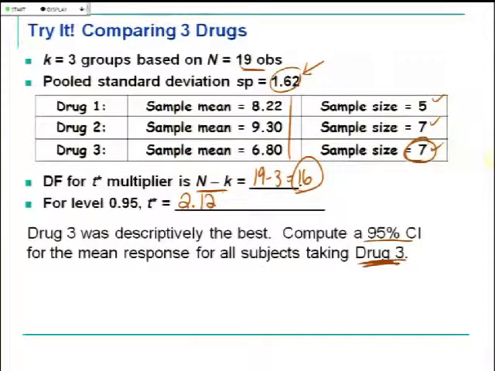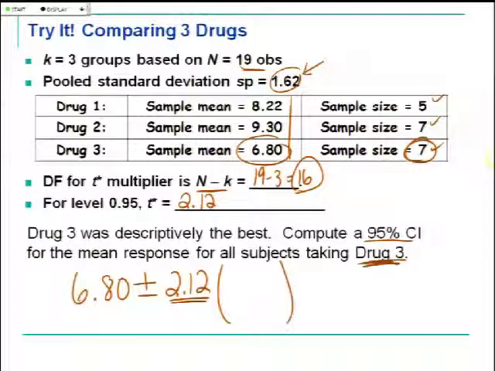So our confidence interval, to be able to describe what kind of values could be possible for the average response for drug 3, would start out with our best guess of 6.8. It would go plus or minus that t star, and then we need to put the right standard error. It is an s over square root of n, but the s we're going to use is from the full data set, which could be used to get an overall estimate. And that Sp was 1.62. Sample size, though, was a 7.